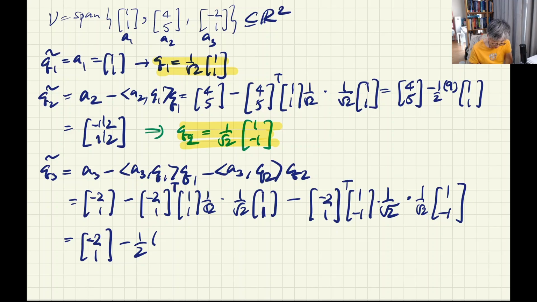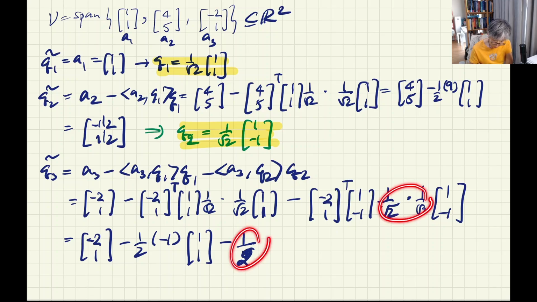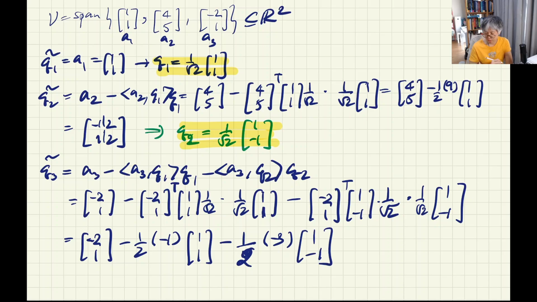So the inner product here is minus 1, and this is (1, 1). And 1 over square root 2 squared is 1 half here, and the inner product here is negative 3, multiplied with (1, -1). Just calculate the numbers. It turns out that the result is 0.